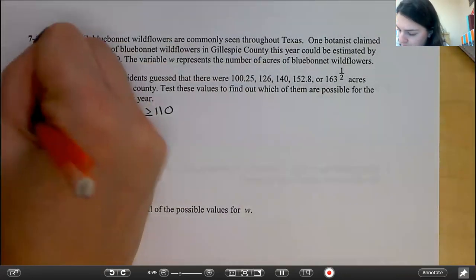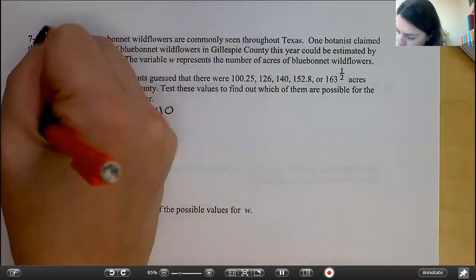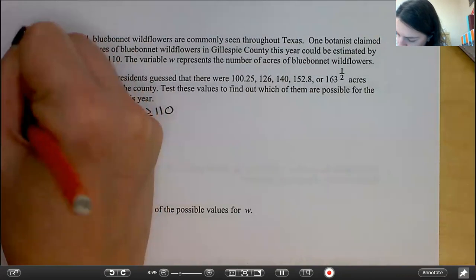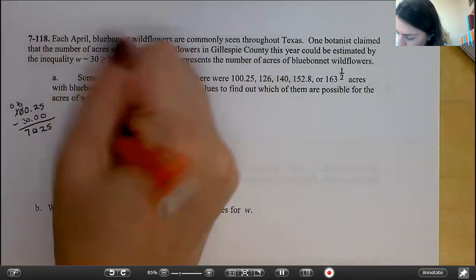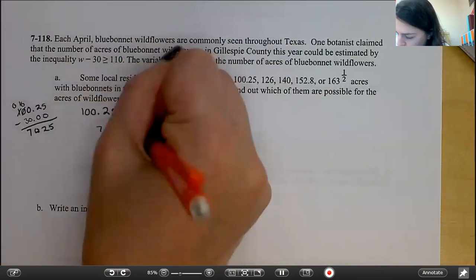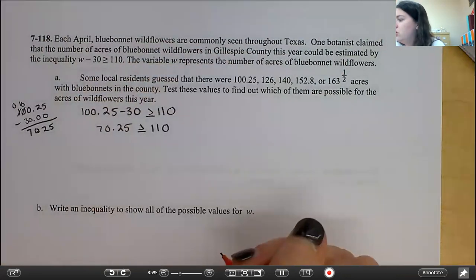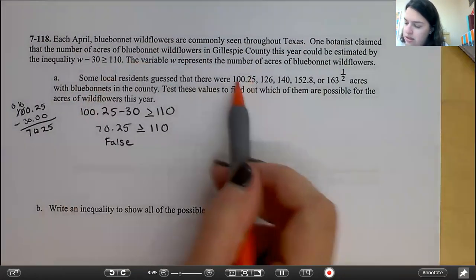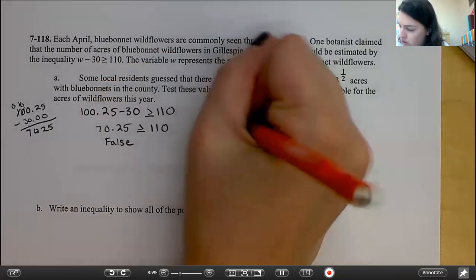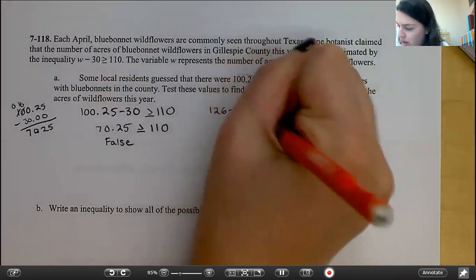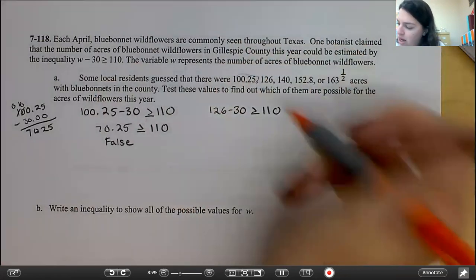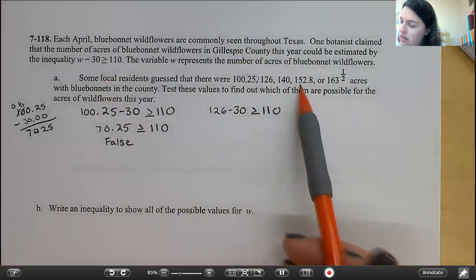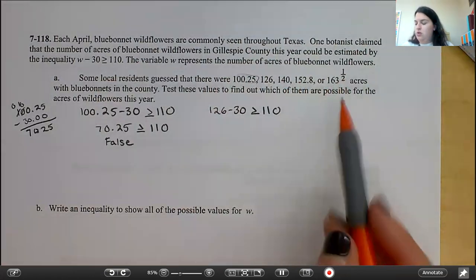So 100, 25/100 minus 30 would be 70 and 25/100 is greater than 110. Is this true? No, this would be false. So you know that this is not an answer. So now you're going to try it again. 126 minus 30 is greater than 110. I would like you to finish part A by trying out the answers 126, 140, 152 and 8/10, and 163.5 acres. Go ahead and try that.